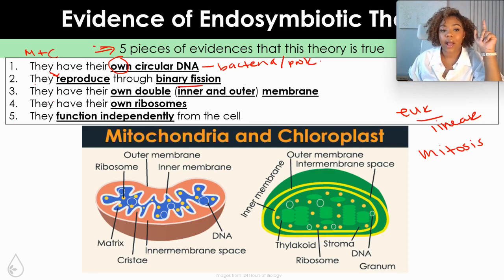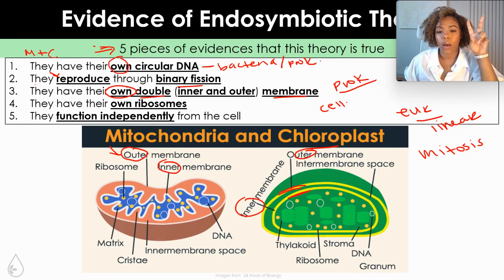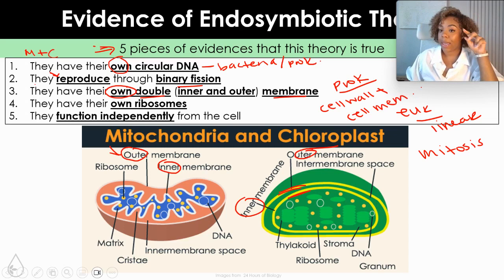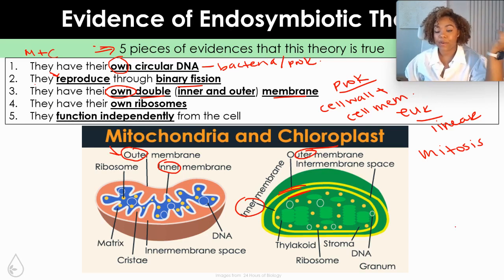The third thing is that mitochondria and chloroplasts have their own double membrane. This is the mitochondria, and as you can see, it says the outer membrane and inner membrane. The chloroplast has an outer membrane and inner membrane. Prokaryotes also have two layers. Prokaryotes have a cell wall and cell membrane. So it makes sense that if they went inside of this bigger cell and were eaten, they're still going to keep their double membrane, right? But now it just serves a different purpose because over time they were in symbiosis.